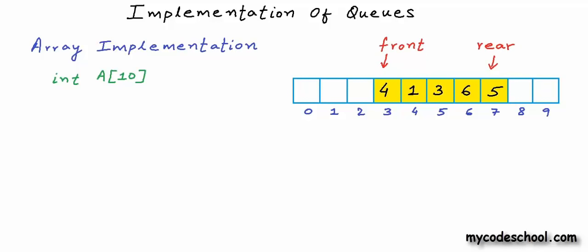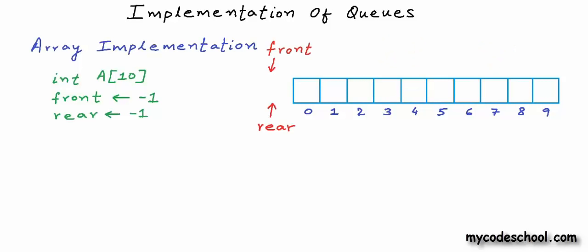Let's quickly write pseudocode for whatever we have discussed so far. In my code, I will have two variables named front and rear, and initially I'll set them both as -1. Let's say for an empty queue, both front and rear will be -1.